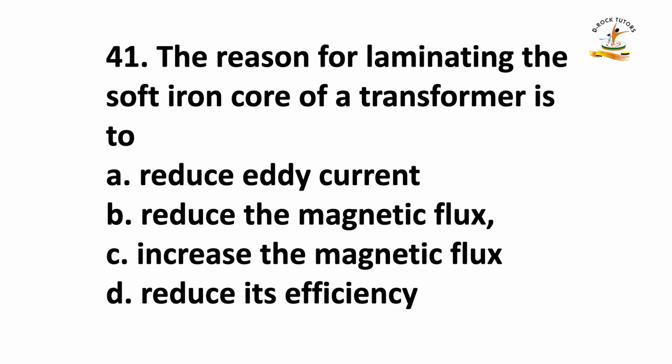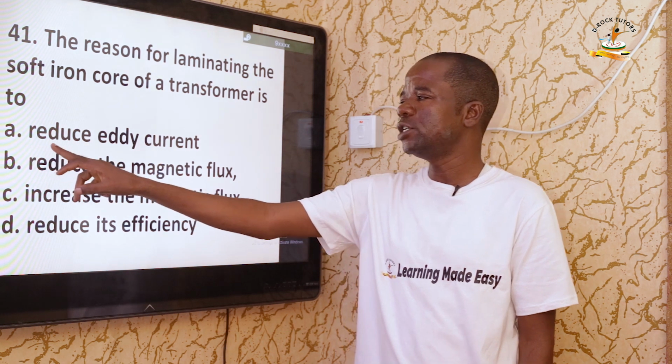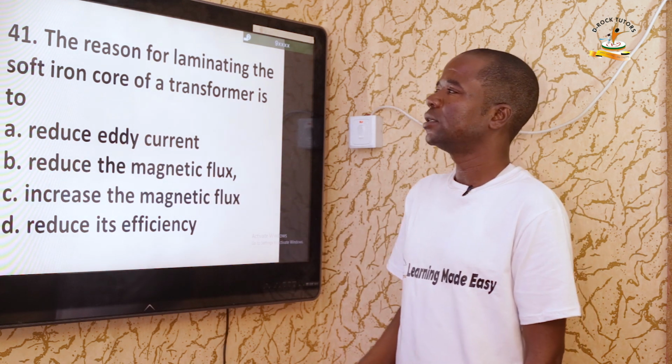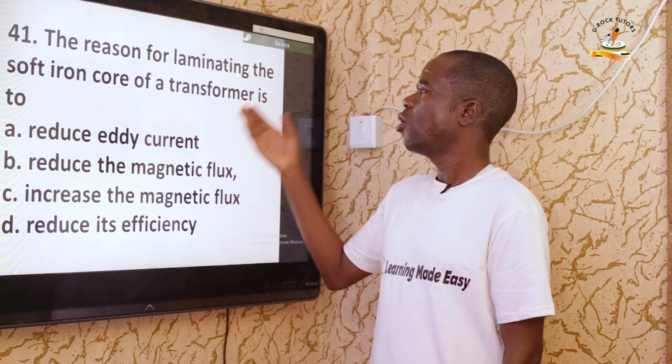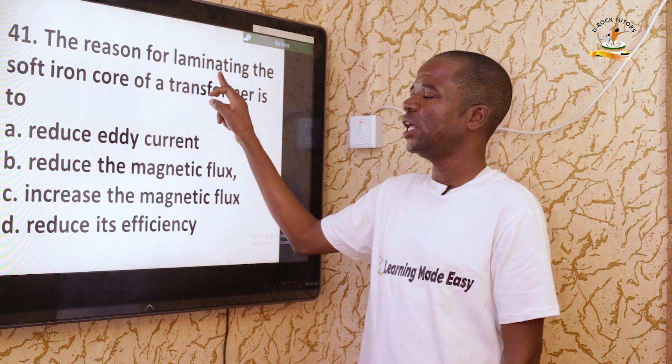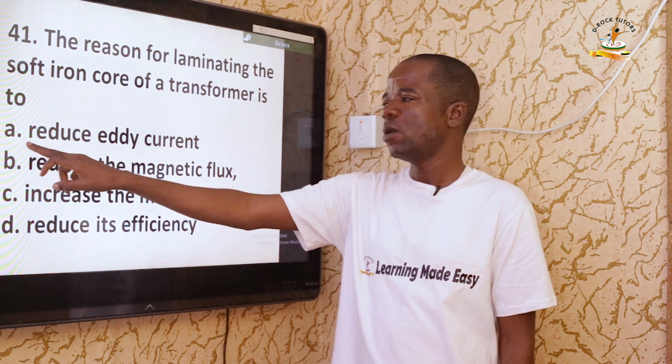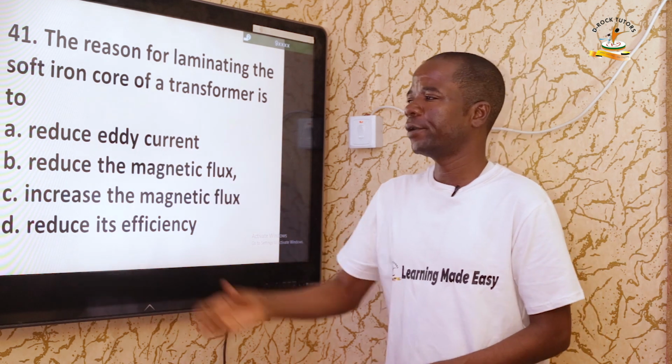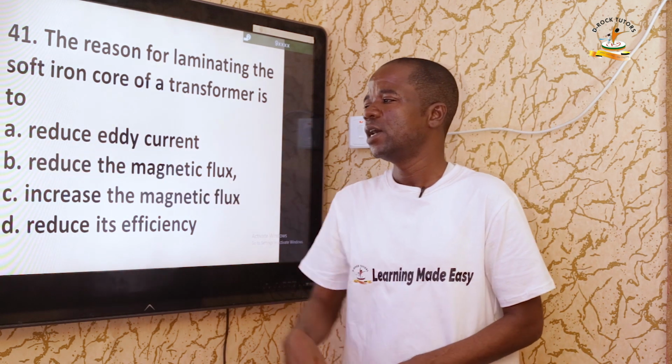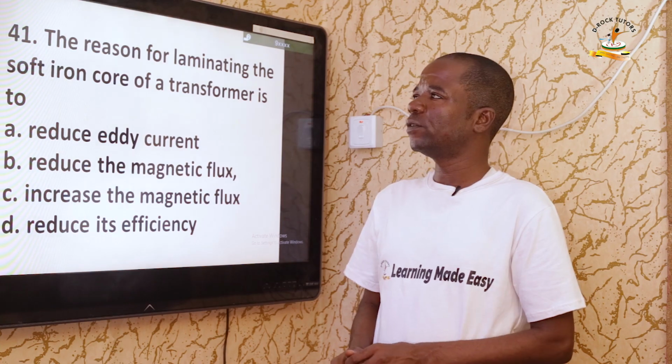Now, we'll be going to the next question, that is number 41. The reason for laminating the soft iron core of a transformer is to, the correct answer is A, to reduce eddy current. Now, the soft iron core of a transformer is laminated in order to reduce the phenomenon of eddy current. So the correct answer for number 41 is A.